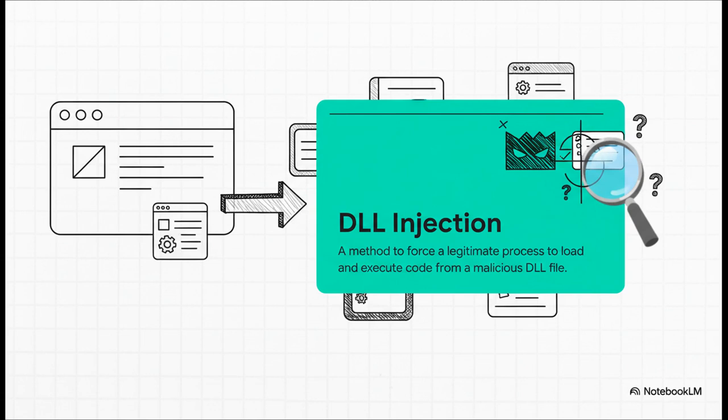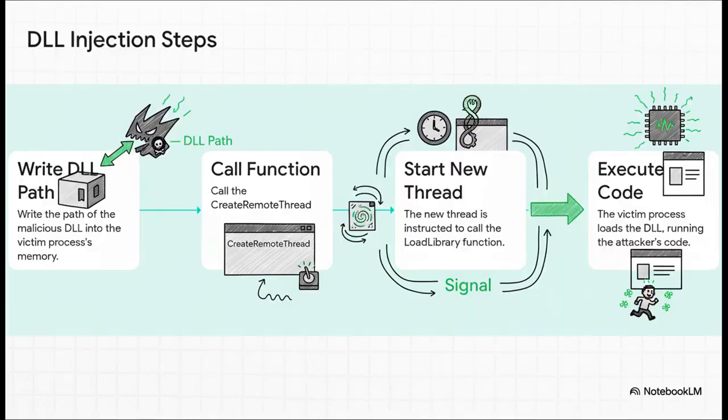A DLL is basically a shared toolkit of code that lots of different programs can use. With DLL injection, an attacker forces a totally legitimate program like your web browser to load their malicious toolkit. So now, from the operating system's point of view, all the malicious activity looks like it's coming from a trusted application.